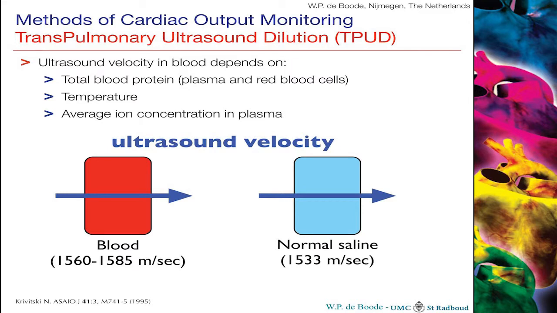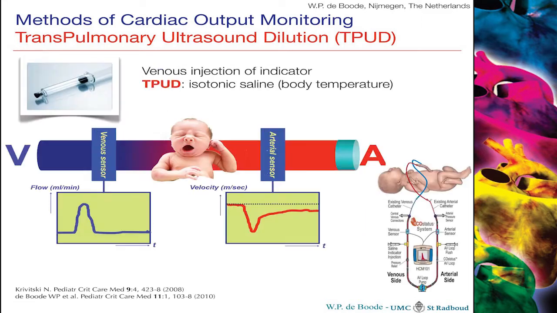If one sends ultrasound through blood, the ultrasound velocity is dependent on the total blood protein, the temperature, and the average ion concentration in the plasma. And through blood, ultrasound velocity is in this range, and through normal saline, it's decreased to this velocity. So that can be used in transpulmonary ultrasound dilution. First, I will give you an example.